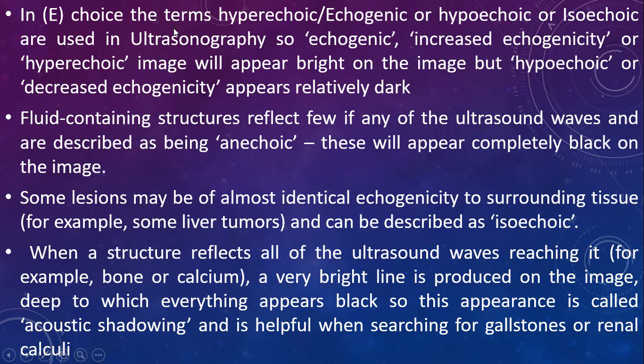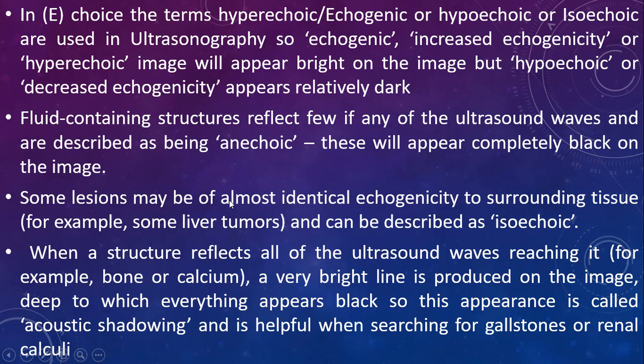In the last choice, the terms hyperechoic or echogenic, hypoechoic, or isoechoic are used in ultrasonography. Echogenic, i.e. increased echogenicity, or hyperechoic images will appear bright on the image, but hypoechoic or decreased echogenicity appears relatively dark. Fluid-containing structures reflect few, if any, ultrasound waves and are described as being anechoic. This will appear completely black on the image.